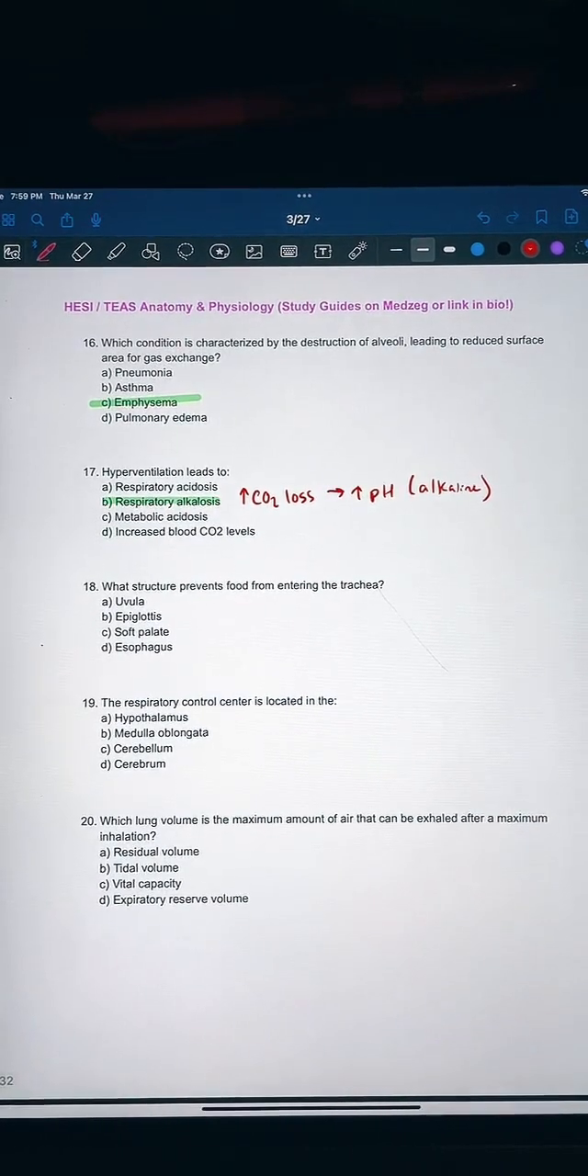Number 18, which structure prevents food from entering the trachea?